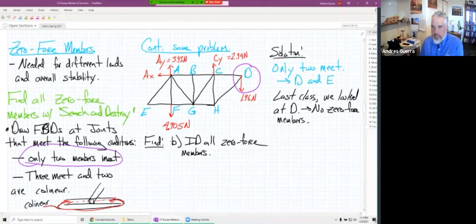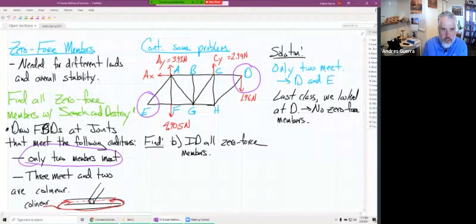So we looked at D because what we're specifically looking for is the equilibrium equations to tell us, yes, that explicitly has to be equal to 0. Well, D or E now meets our search criteria under our search and destroy. So let's do an FBD at point E.